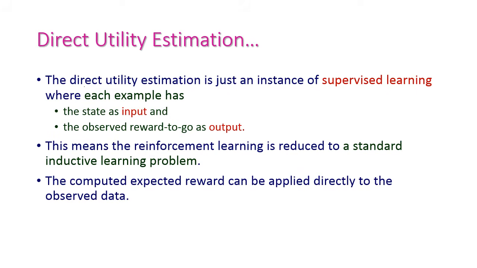Hence, direct utility estimation is an instance of supervised learning. Here, each example has the state as input and the observed reward to go as output. This means reinforcement learning is reduced to a standard inductive learning problem. The computed expected rewards at each trial can be applied directly to the observed data. That is, each trial's expected utility value will be updated on the table for the corresponding state.